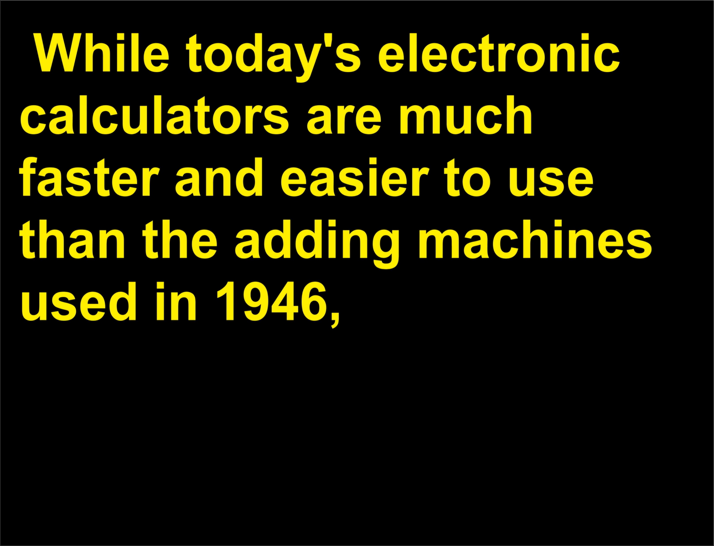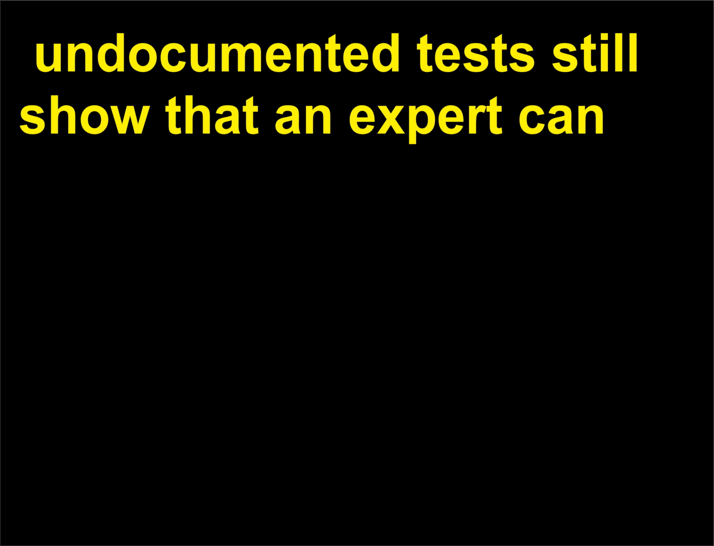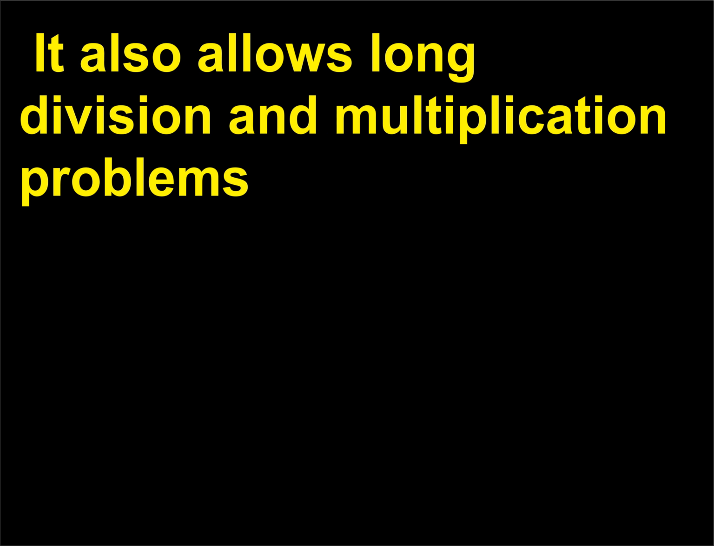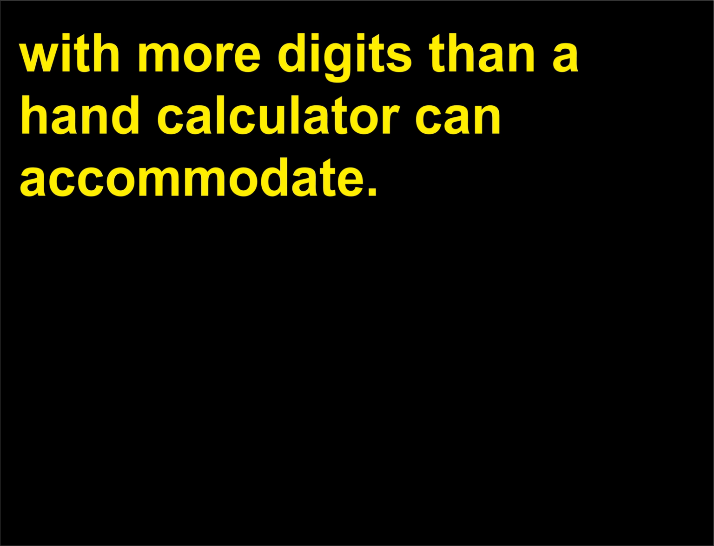While today's electronic calculators are much faster and easier to use than the adding machines used in 1946, undocumented tests still show that an expert can add and subtract faster on an abacus than someone using an electronic calculator. It also allows long division and multiplication problems with more digits than a hand calculator can accommodate.